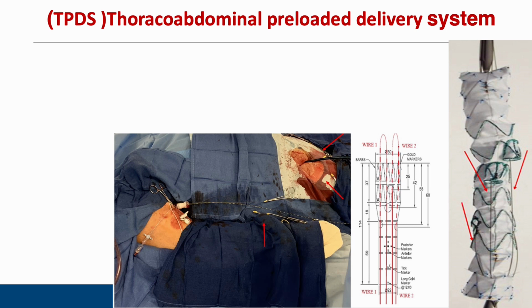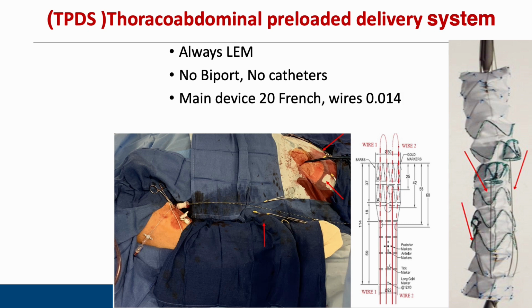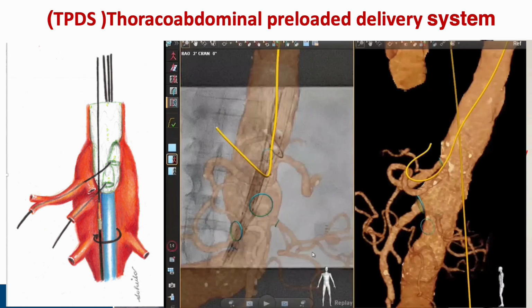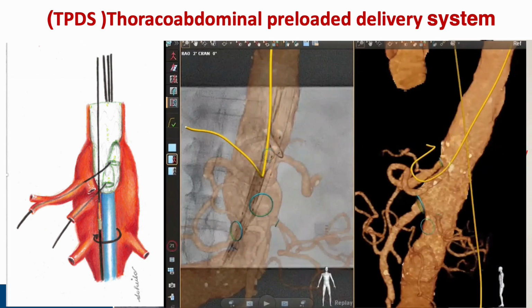The next system is the TPDS, or thoracoabdominal preloaded delivery system. It always has LEM, no BiPOR, no catheters. The main device is 20 French, uses 014 wires, and all 4 vessels are cannulated from above. So it's really helpful in big thoracoabdominal aneurysms to do sequential catheterization of target vessels.